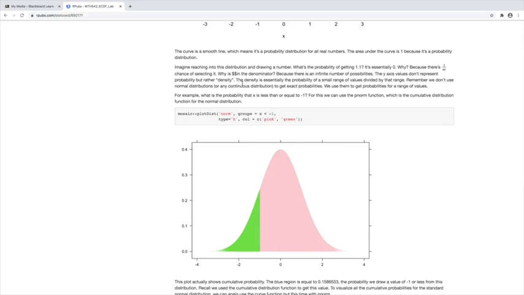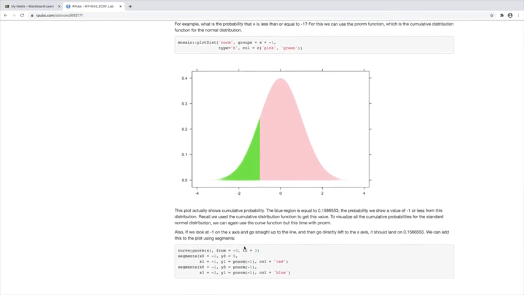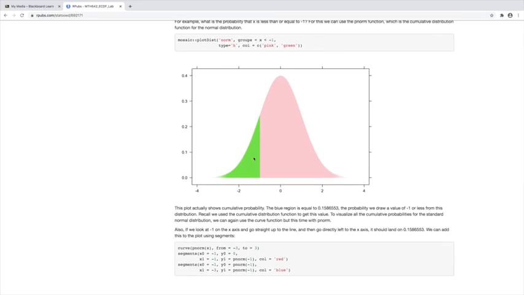Remember, we don't use the normal distribution or any continuous distribution to get exact probabilities. We always get the probability of x less than, or greater than, or in between some values. We use some sort of range. For example, what is the probability that x is less than -1? As you can see on this graph, you can use mosaic plot to do that. That green area gives you the probability of x less than -1. So basically it is showing cumulative probability.